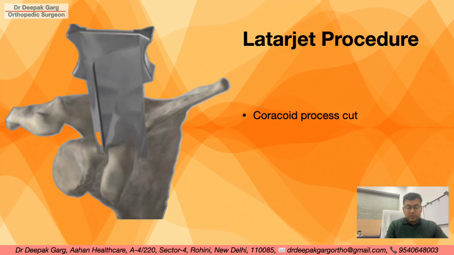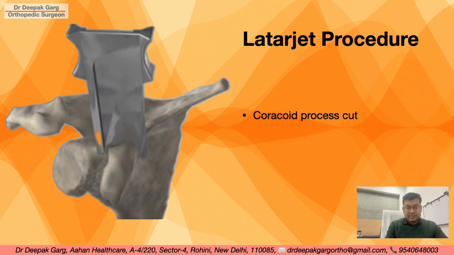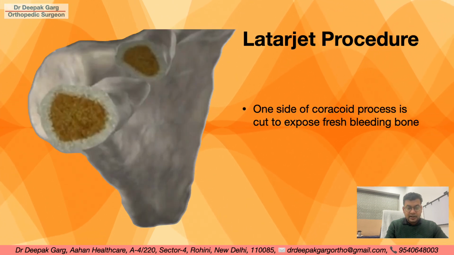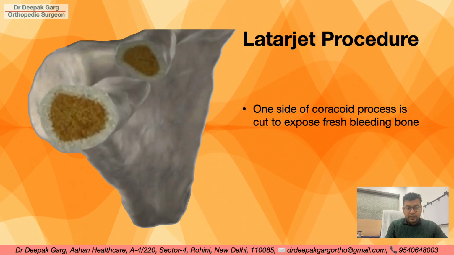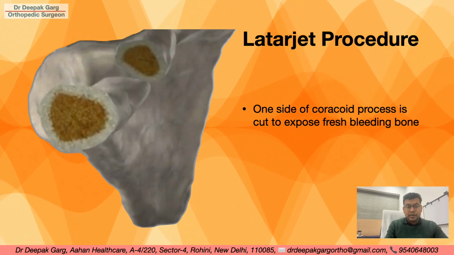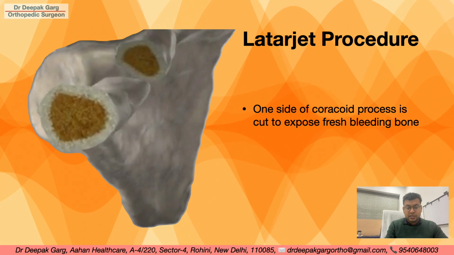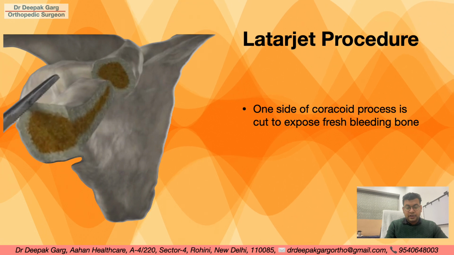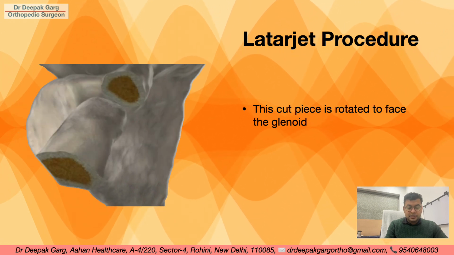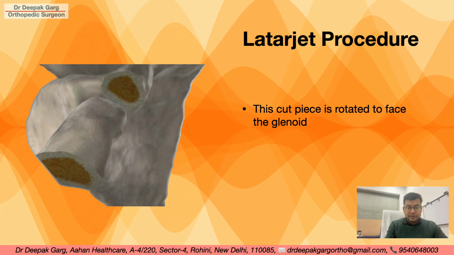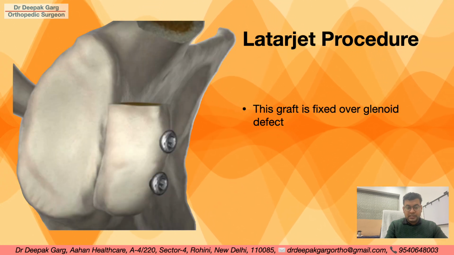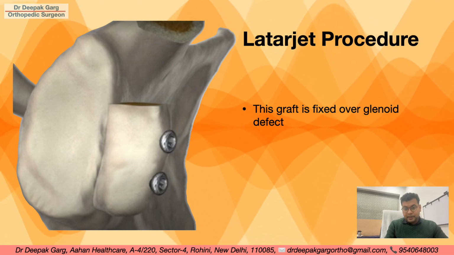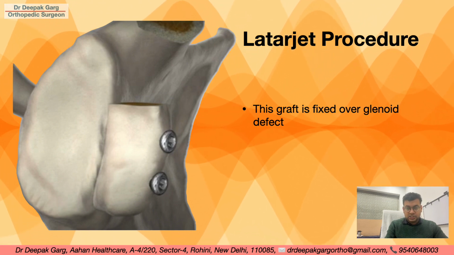Then what is the Latarjet procedure? We can see in this animation this is the coracoid process. We cut the coracoid process, and this is showing the cut part of the coracoid process. On one side of the coracoid process we freshen the bone until fresh bleeding. So this is the bone freshened. Then we turn the bone on the side of the coracoid and we rotate this piece and we fix this piece on the bone loss at the side of the glenoid to reconstruct the glenoid part, and this is called the Latarjet procedure.